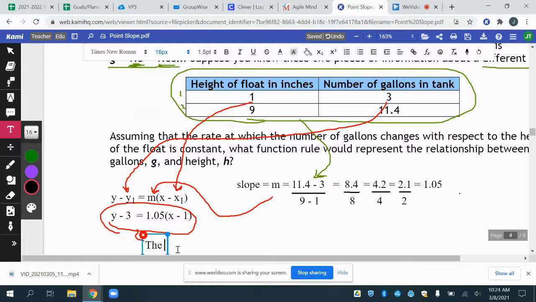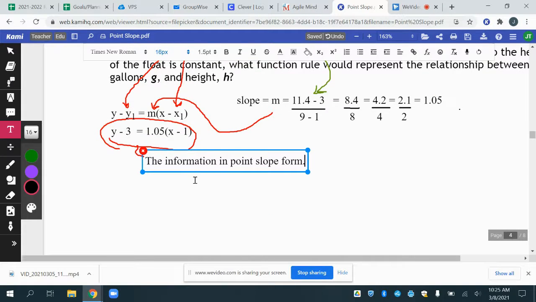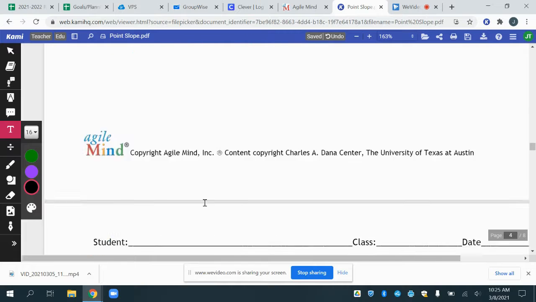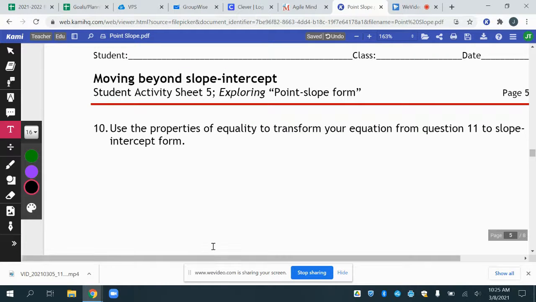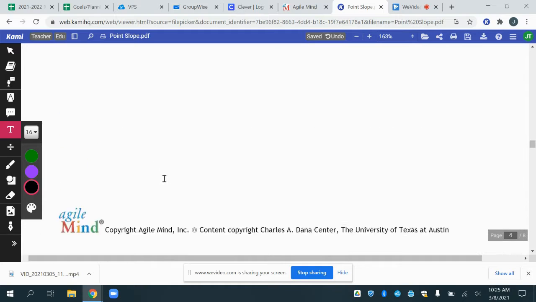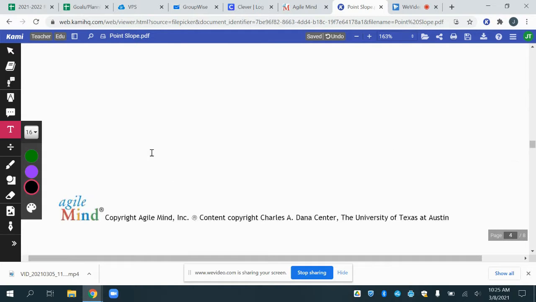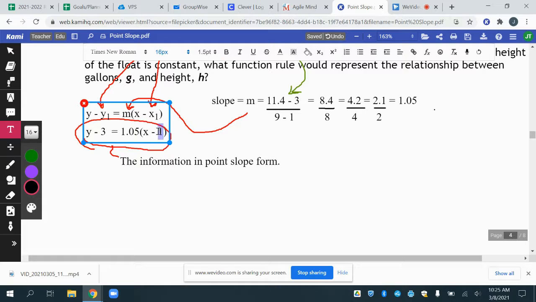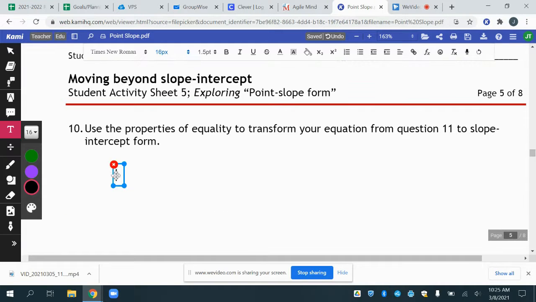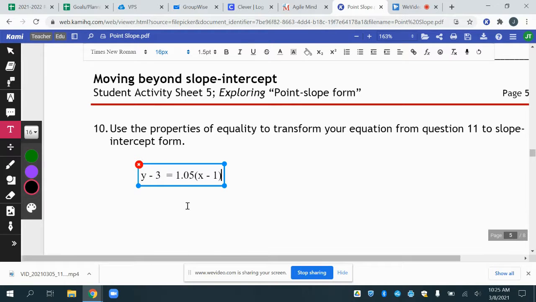That's the information in point slope form. They never said we have to write it in a different way, did they? No, they didn't. So we're done. Now, if I want to, are they going to ask us to use properties of equality? Yeah, I figured they would. So let's do that. We're going to switch it to slope-intercept form. Control C. First things first, we're going to do the same steps we had before.